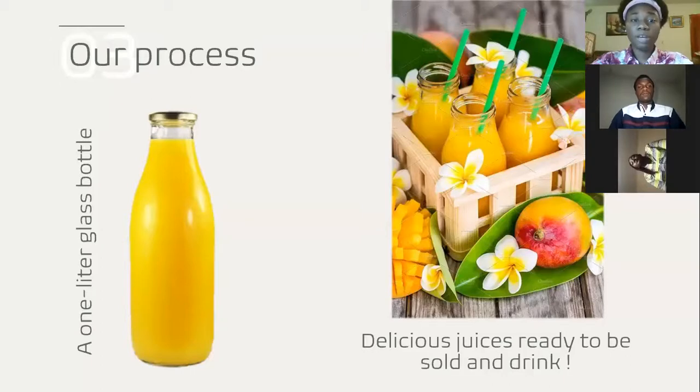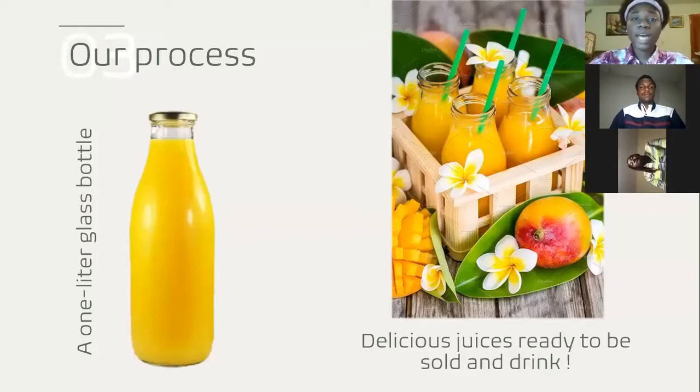Depending on the weight of the fruit, which can vary from 150 grams to 300 grams, we need about 4 to 8 mangoes to make a liter of mango juice. Afterwards, we proceed manually with a lot of care by putting the bottles of juice in packs of 12 in boxes ready to be sold.